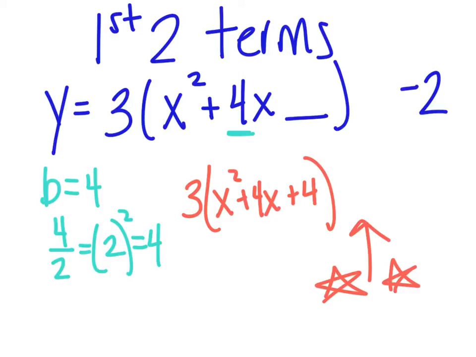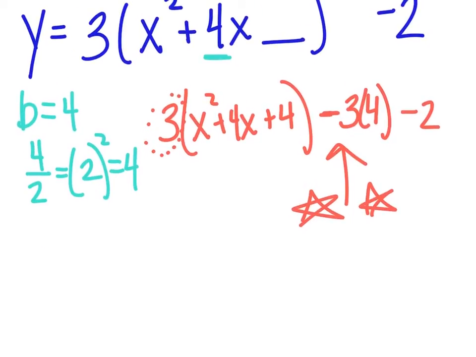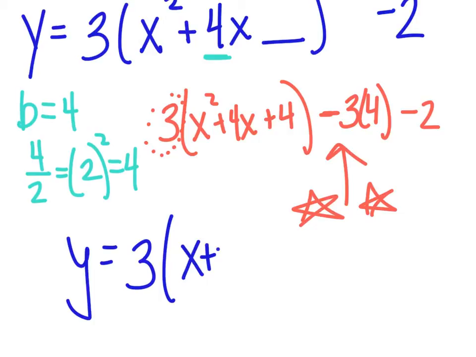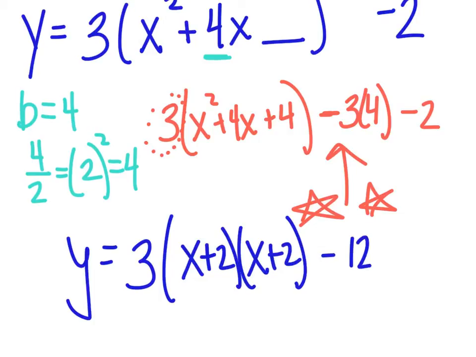You have to subtract 4, but you also have to multiply it by this 3 that you took out. So I'm going to say minus, because I'm going to subtract my 4, but 3 times 4, and then my minus 2. So let me say this again. I'm adding the 4 and subtracting the 4, but remember you pulled this GCF of 3 out? You have to put it back in. So as I clean this up, I'm going to say y equals, I have a 3 in front. This becomes x plus 2 times x plus 2 minus 12 minus 2.